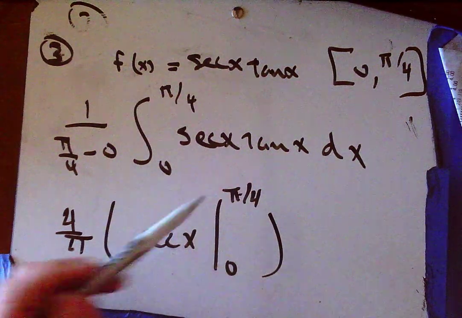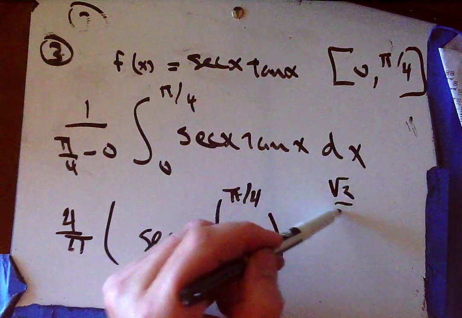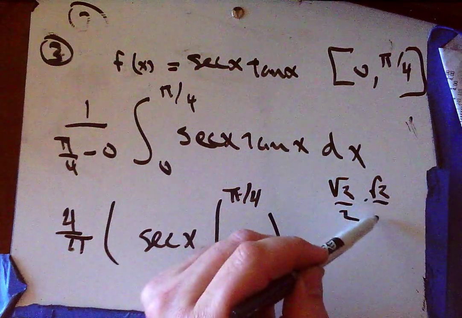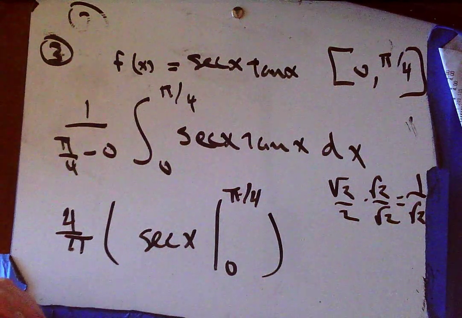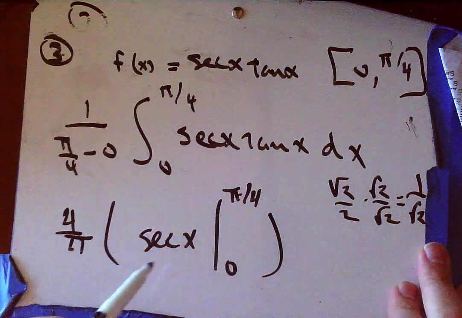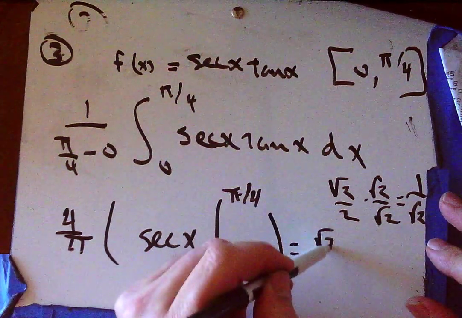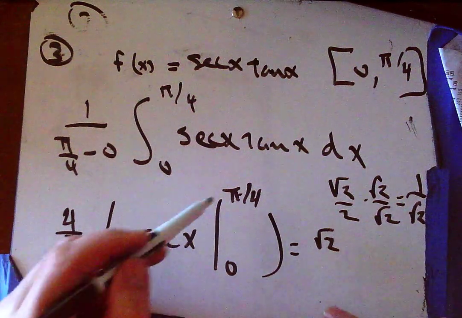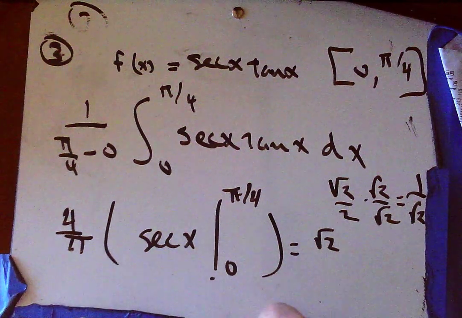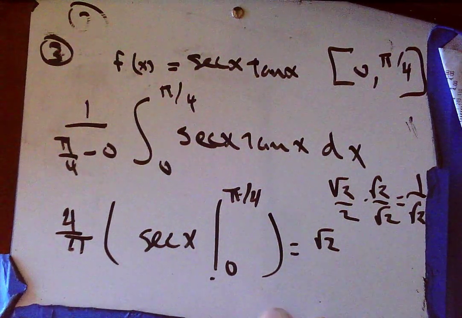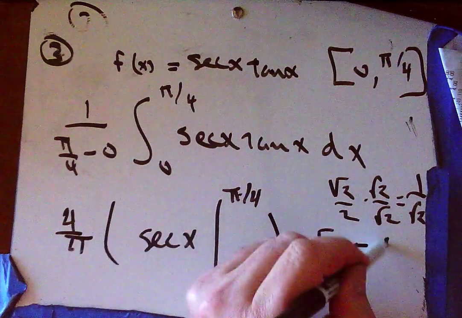Okay, I don't know the secant of pi over 4, but I know the cosine of pi over 4. Cosine of pi over 4 is root 2 over 2. And if I rationalize the numerator, I end up with 1 over root 2. Why did I want to do that? Well, secant is the reciprocal of cosine. So I'm going to have root 2 when I flip that. And if I plug in a 0, secant of 0, well, it's the reciprocal of cosine of 0. Cosine of 0 is 1, so if I flip that, I get 1.